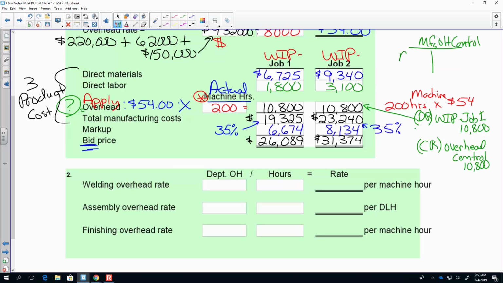The actual dollars are debited over here. My applied dollars are on the credit side, right? Did I not credit it here for 10,800? Yes. That's the applied amount. What do I do at the end of the month or year then? You reconcile it with an adjusting entry to close it out.